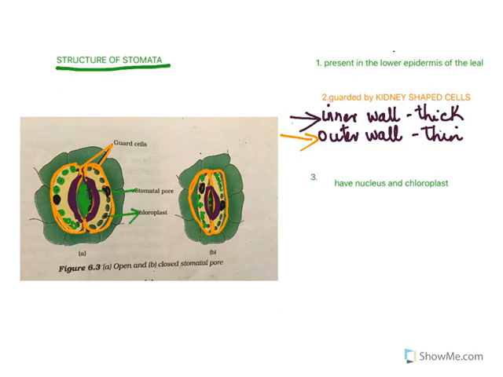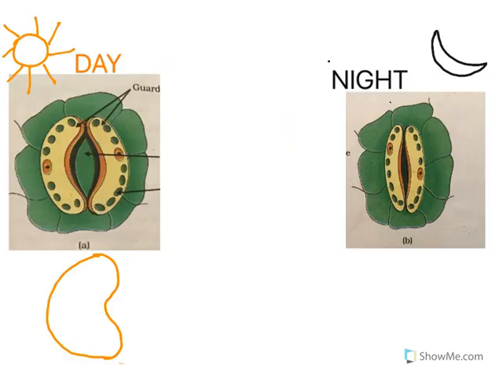So we need to know 3 points in the structure of the guard cells and the stomata. Present in the lower dermis, they are kidney-shaped cells. Their inner wall is thick, outer wall is thin. They have a nucleus and a chloroplast.